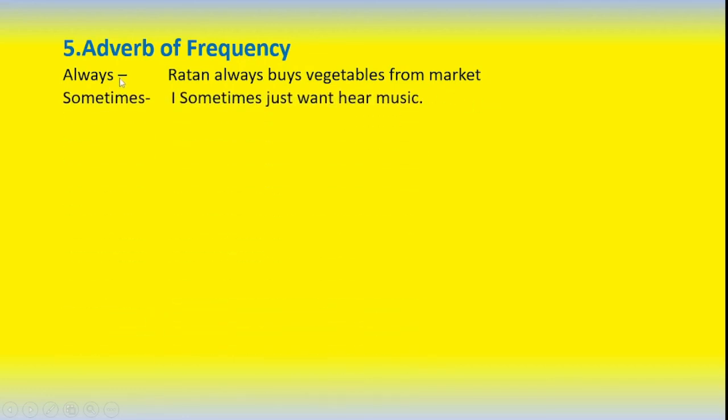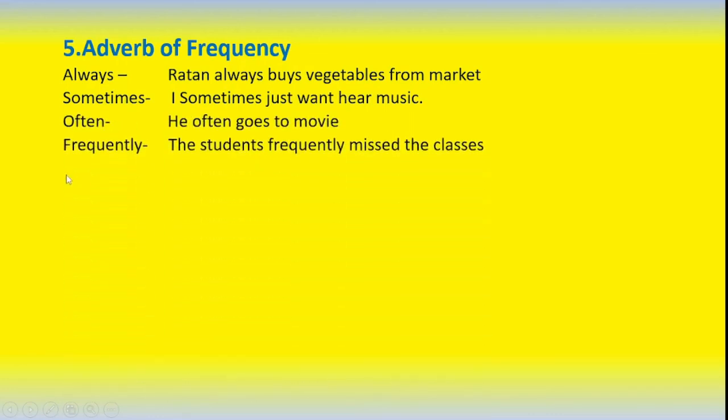So what is adverb of frequency? It tells how many times, or the number of times, an action happens within a particular period of time. So let's use adverb of frequency in a sentence. First one is always. Ratan always buys vegetables from the market. Sometimes. I sometimes just want to hear music. Often. He often goes to the movies. Frequently. The students frequently missed the classes.